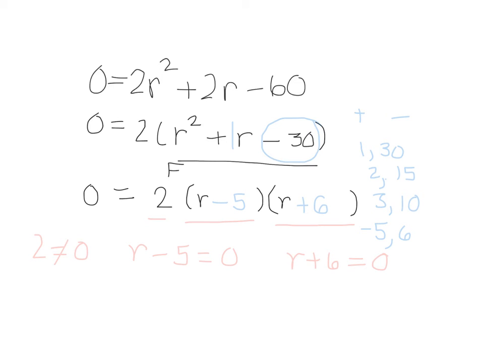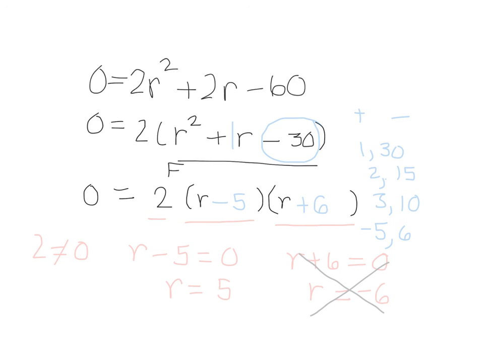To solve the r minus 5 equals 0, of course, we'd have to add 5 to both sides, and we'd get r is equal to 5. To solve the r plus 6 equals 0, we'd have to subtract 6 from both sides, and we'd get r is equal to negative 6. But we've got to remember this r represents number of rows in this rectangular array. You can't have a negative number of rows. It's not practical. So that is not a solution. So now what we know is that r is 5.